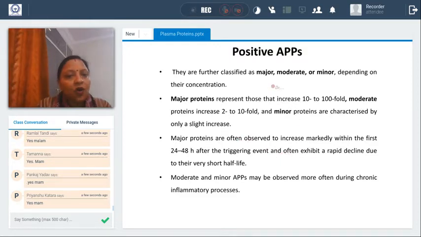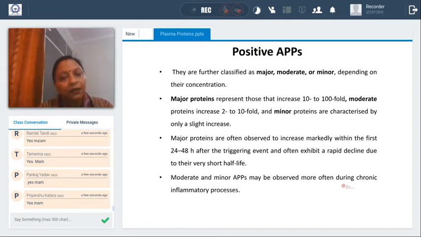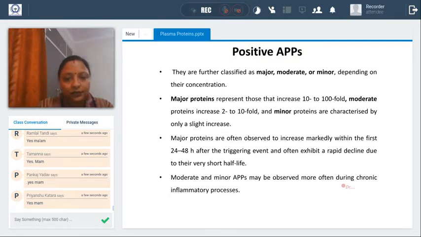Event APPs may be observed more often during chronic inflammatory processes or conditions. So please remember, moderate and minor APPs may be observed often during chronic inflammatory processes.